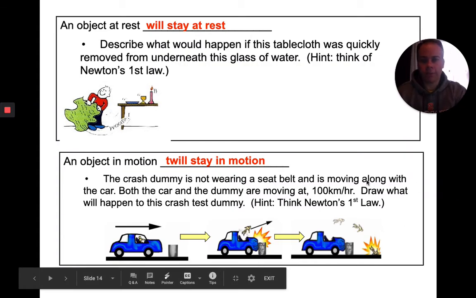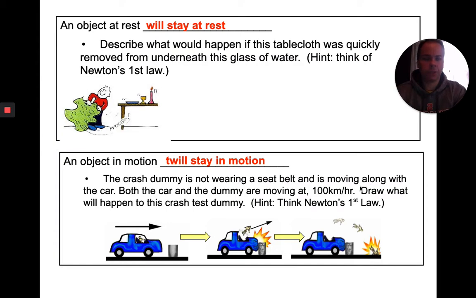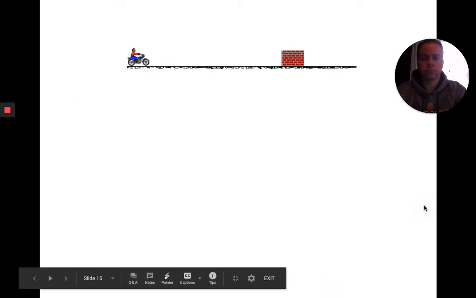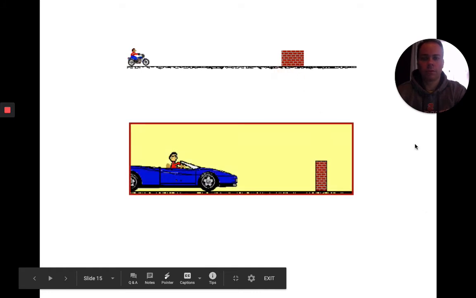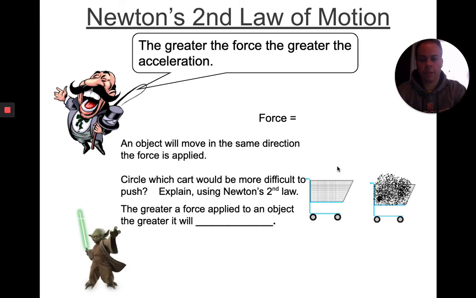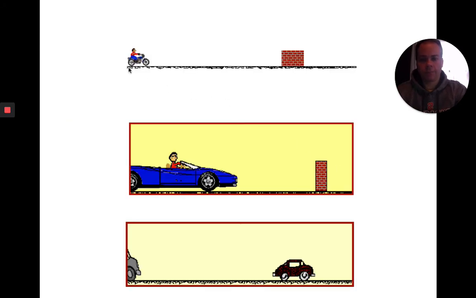Okay, so objects at rest will stay at rest. Objects in motion will stay in motion. Unless, here's the important part, unless acted upon by an outside force. I thought these used to be animated. I guess they're not working. But again, if this motorcyclist hits this brick wall, the motorcyclist continues along, okay, because of the law of inertia.